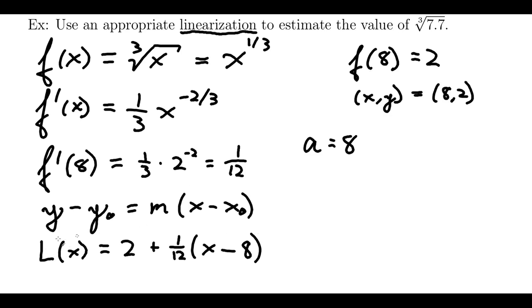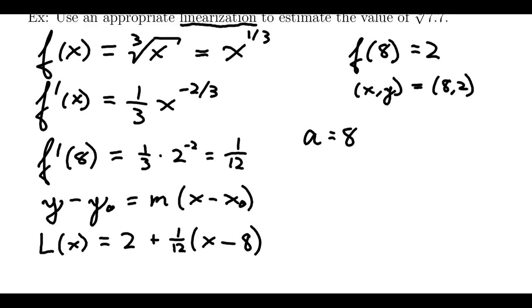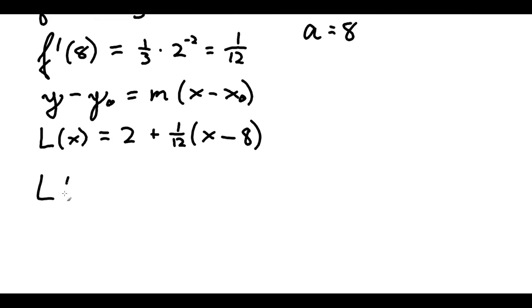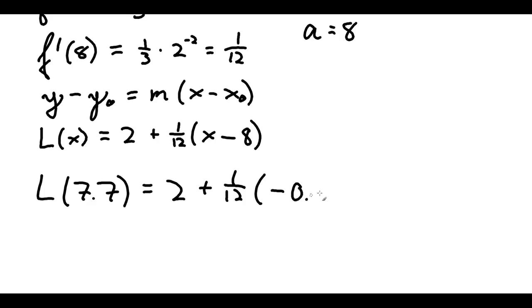This function here describes the linearization, the linear approximation for any x value we choose. The closer we are to 8, the better we expect the approximation to be. If we stray too far from that, it will probably not work out as well. So let's see what happens if we try to approximate the cube root of 7.7. So in this case, we want x to be 7.7. So we want to compute L of 7.7. We have 2 plus 1/12 times, now 7.7 minus 8 leaves us, that looks like a negative 0.3, right?